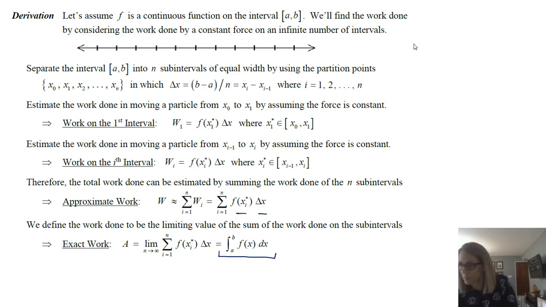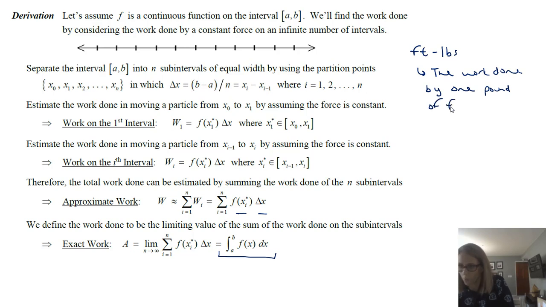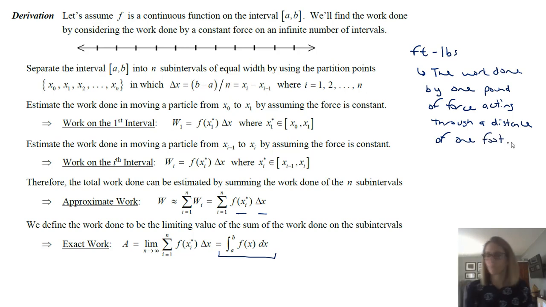So I'm going to write a couple notes on the side. When you see this notation foot-pounds, the definition of a foot-pound is the work done by 1 pound of force acting through a distance of 1 foot.